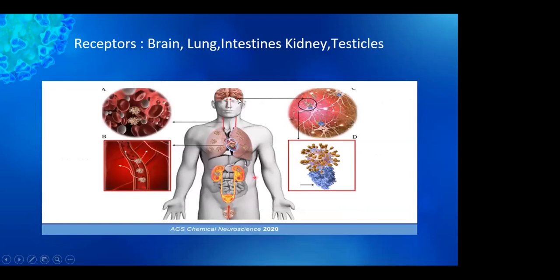So where are these ACE2 receptors found? We find them in the brain, in the lungs, in the intestines, and in the testicles.